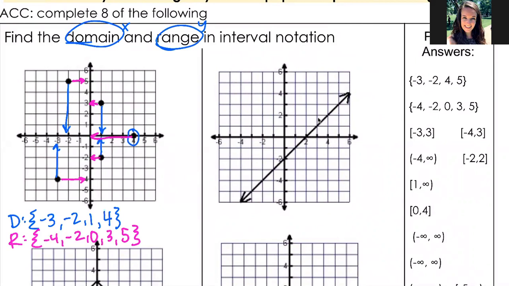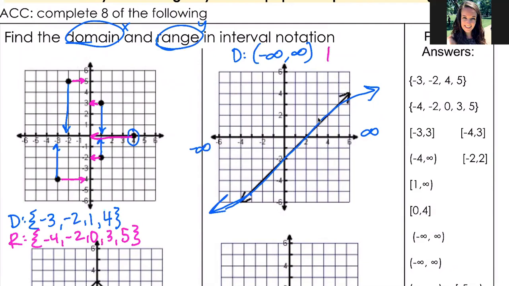So if I'm thinking about domain for this next one, I want to say, okay, how far to the left does it go, and how far to the right? So from left to right. This is going out forever and ever. It's going to go to -infinity. So it's all the numbers from -infinity all the way out, going forever and ever to the positive side. So it's going from -infinity to positive infinity, like that. That is my domain from left to right.